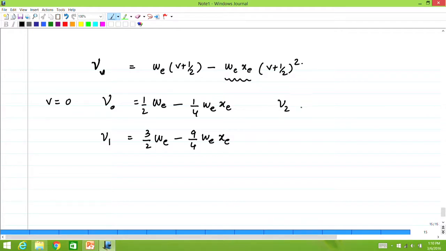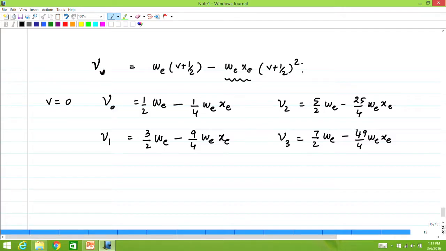So, nu_2 is 5 by 2 omega_e minus 25 by 4 omega_e x_e. And the last one, nu_3, is 7 by 2 omega_e minus 49 by 4 omega_e x_e, because the second term is a square, (v plus a half) squared. So, everything is a square here. So, these are the expressions for the 4 energy levels of the Morse oscillator. Okay.